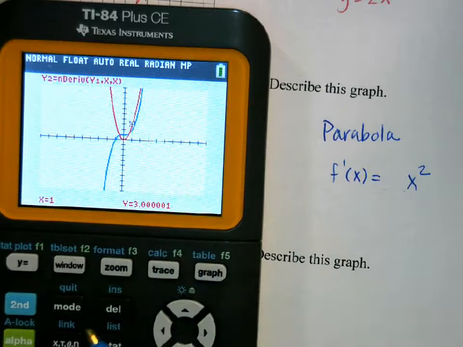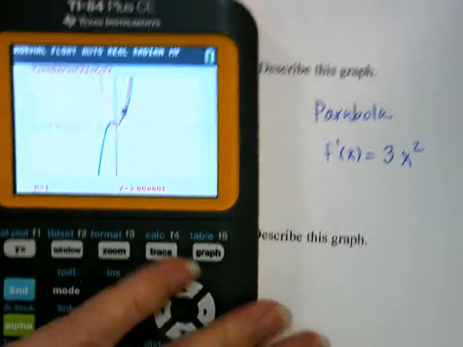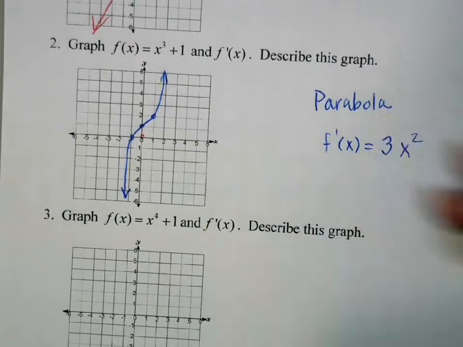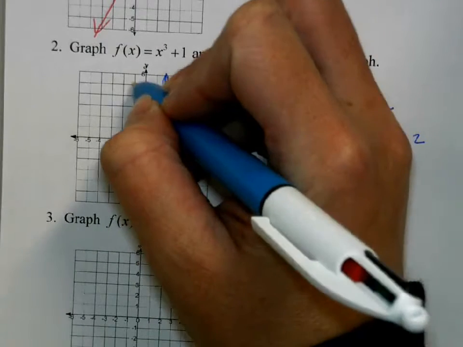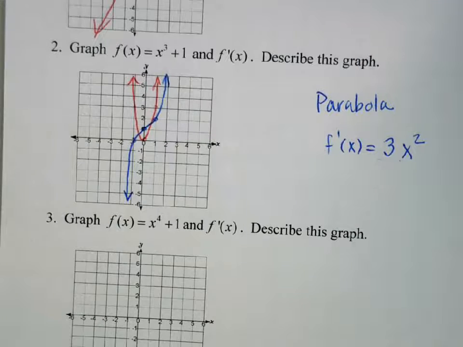Well, just normal y equals x squared at 1 would be at 1. So this one is going to be 3x squared. And we'll transfer the graph here. So 0, 0, 1 is at 3, negative 1 is at 3. And there's our derivative.